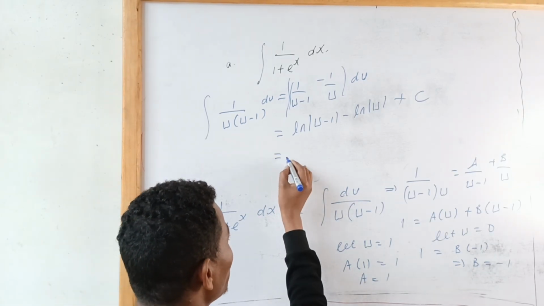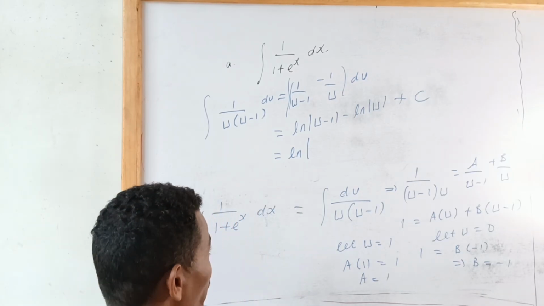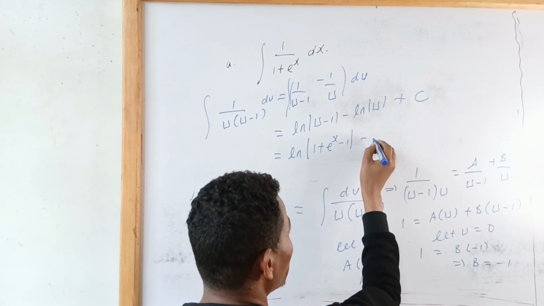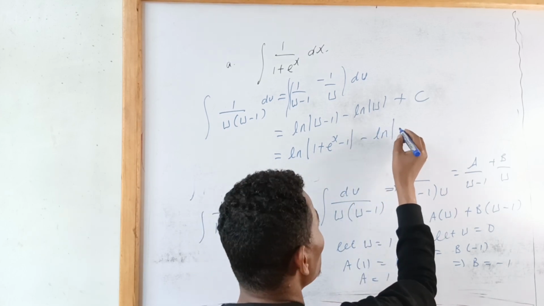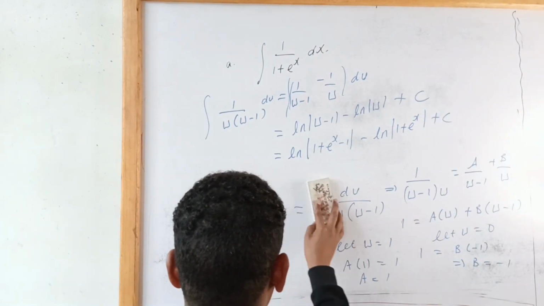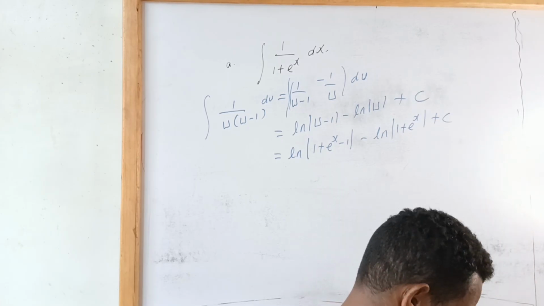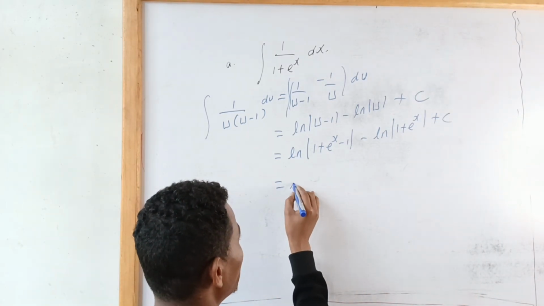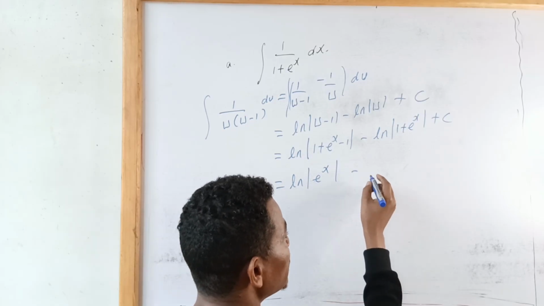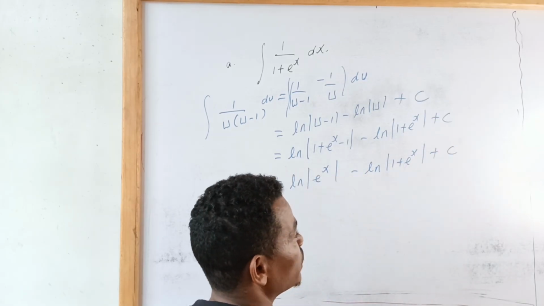And this is the same as, with u being 1 plus e to the power of x, ln absolute value of 1 plus e to the power of x minus 1, minus ln absolute value of 1 plus e to the power of x, plus any constant number c. And this is the same as ln absolute value of, 1 minus 1 is 0, e to the power of x, minus ln absolute value of 1 plus e to the power of x plus any constant number c.